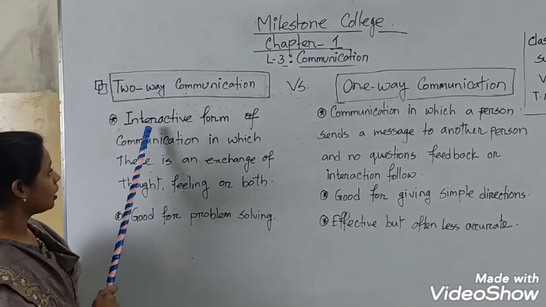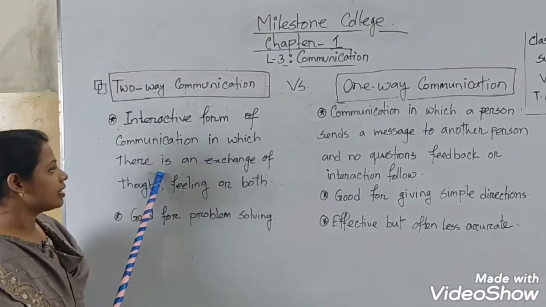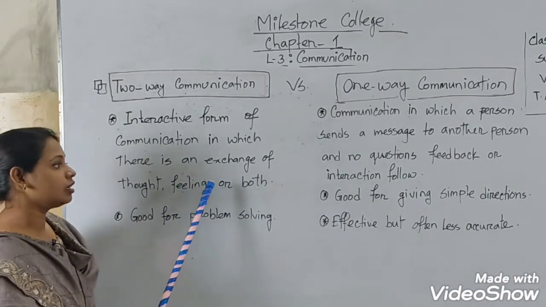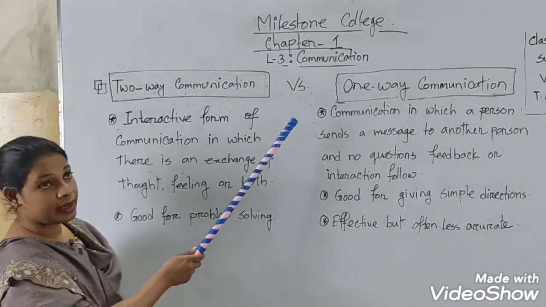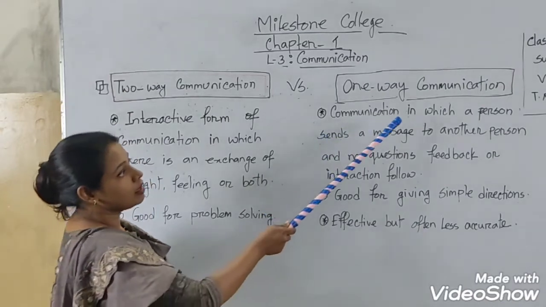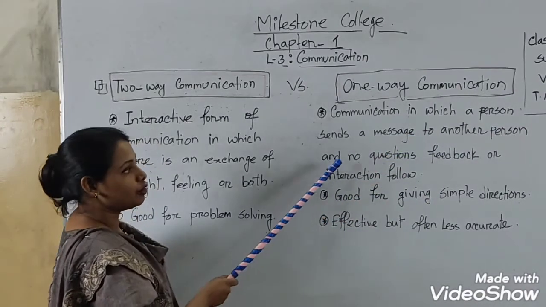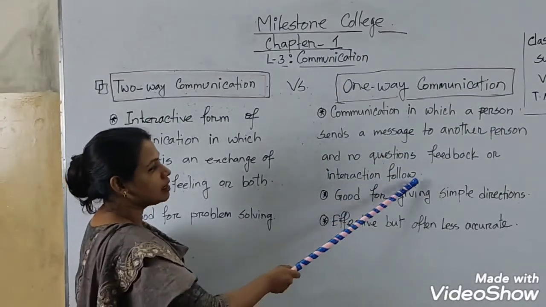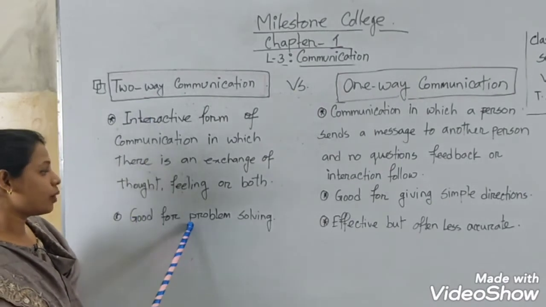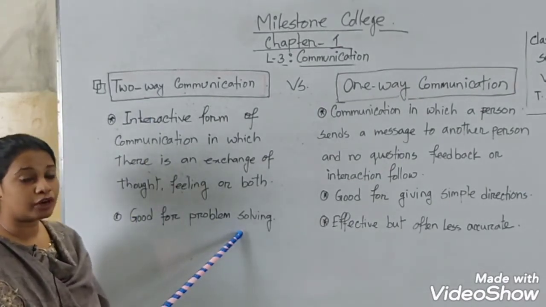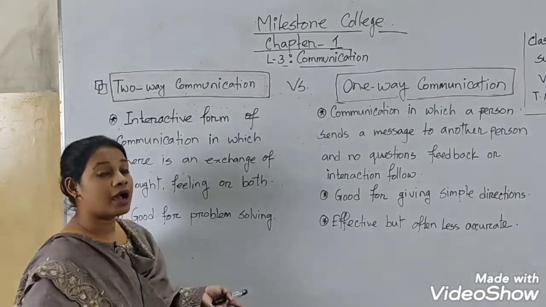Follow the board. Two-way communication is an interactive form of communication in which there is an exchange of thought, feeling or both. That means you can exchange information. At the same time, one-way communication is one in which a person sends a message to another person and no question, feedback or interaction follows. Two-way communication is good for problem solving. Yes, it becomes much easier to solve a problem when you are discussing with another person and you can interchange ideas.